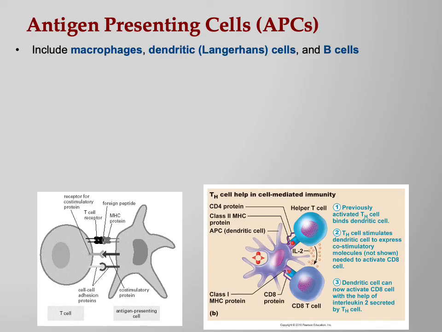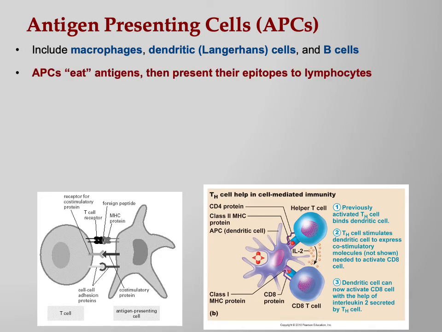Okay, so antigen-presenting cells, which we've talked about before, include macrophages, dendritic cells, which they used to call Langerhans cells, and B cells. So APCs eat antigens and present their epitopes to the lymphocytes. APCs have the MHC2, and that's the purpose of the MHC2. It's going to present that.